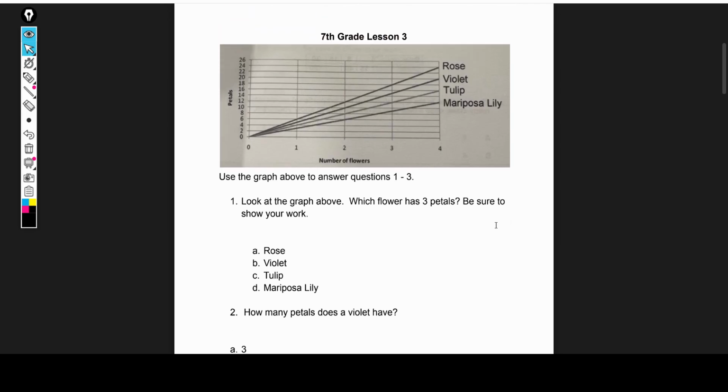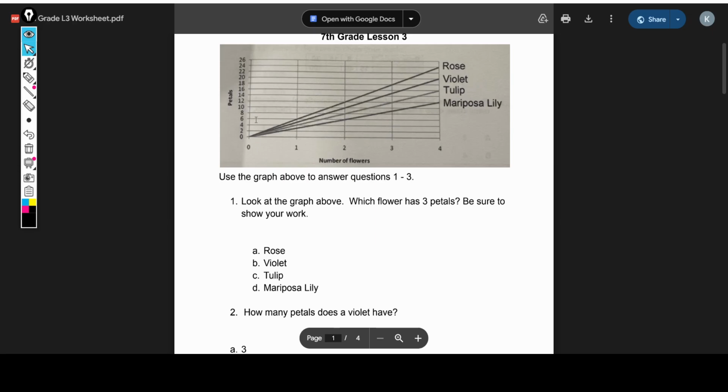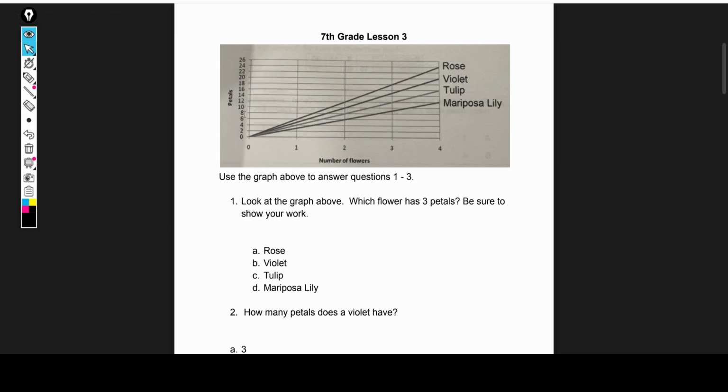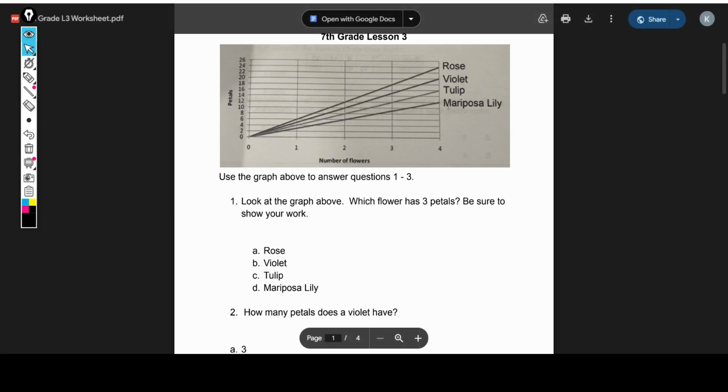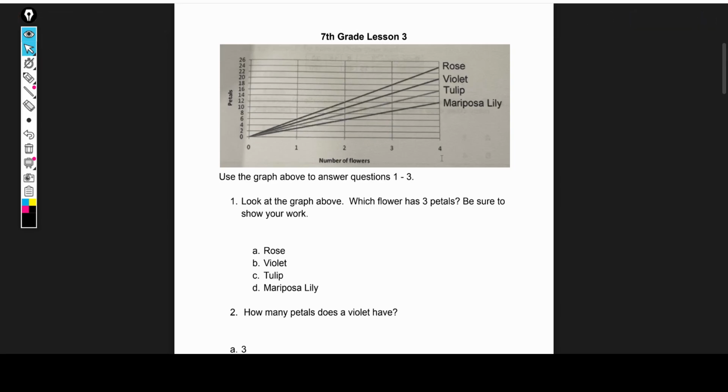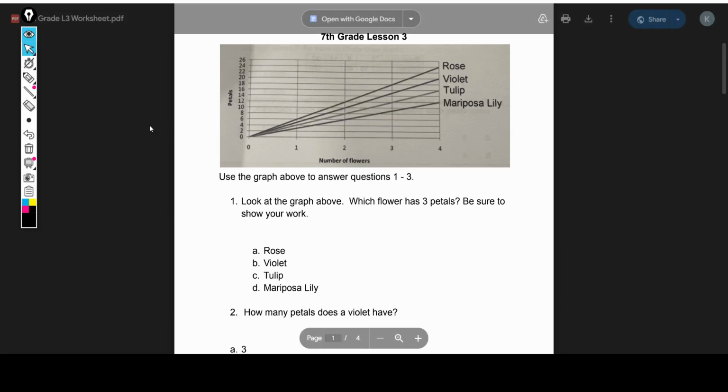So for our graph, we have this graph over here, and it's comparing the number of flowers to the number of petals, and for these several different types of flowers. So for our first question, we have look at this graph, and which flower has 3 petals? Be sure to show your work.